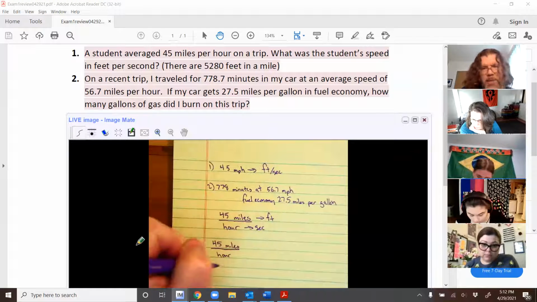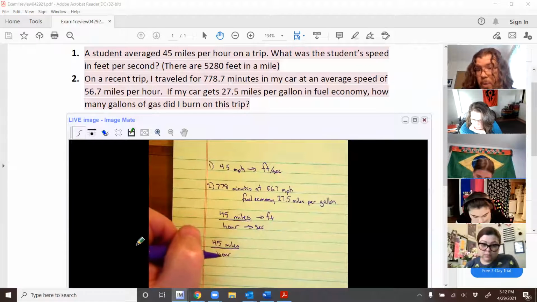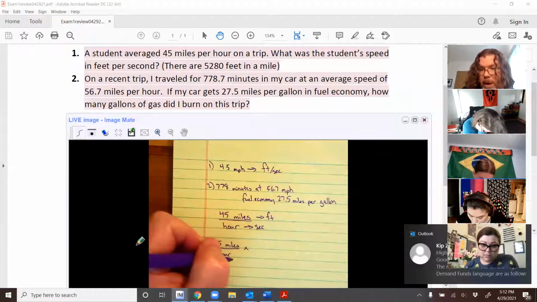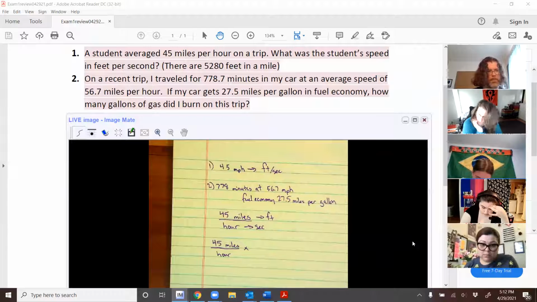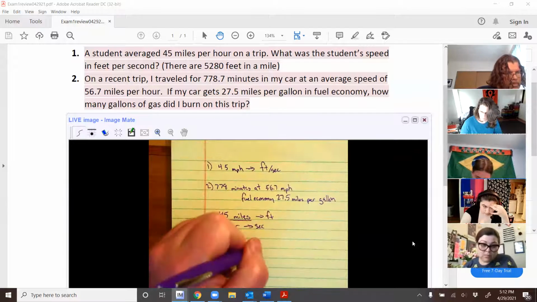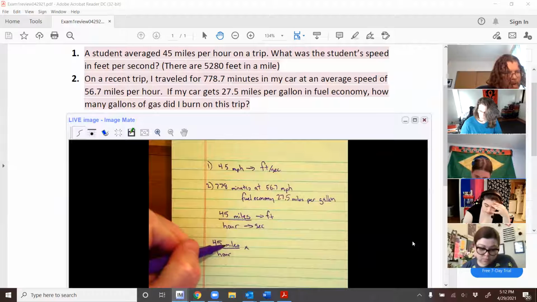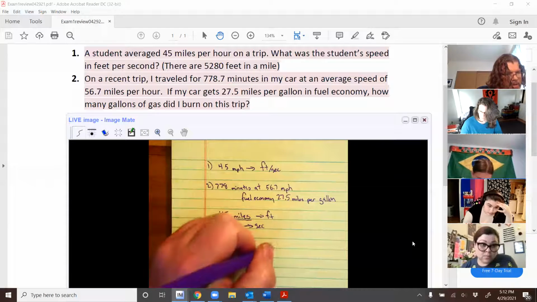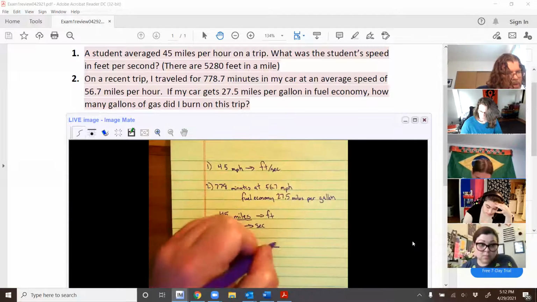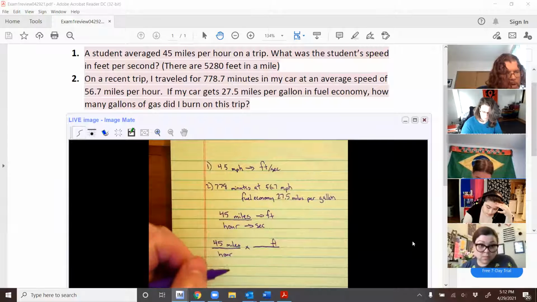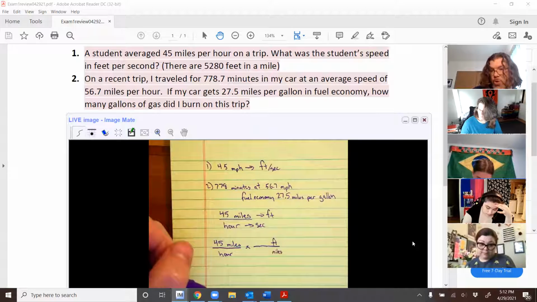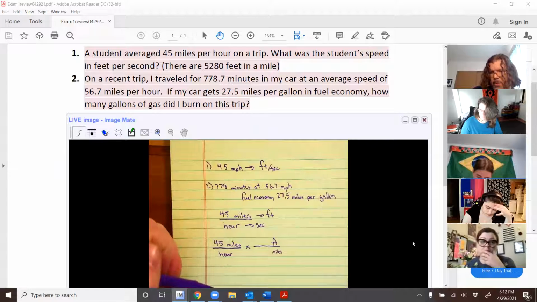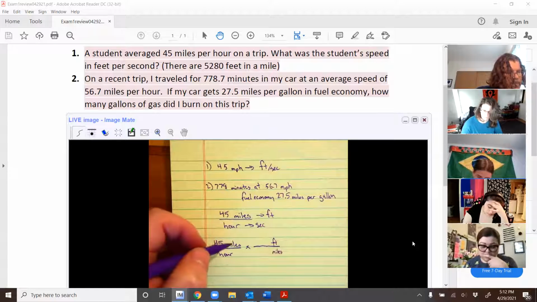Now, I'm a big fan, especially if you're stuck, of not even bothering with numbers at the beginning, just thinking about the units. So I gave you the conversion factor to convert miles into feet. But in order for the units to cancel, we need feet in the numerator and miles in the denominator. If you chose to convert the denominator first to go from hours to seconds, whatever, you'll get the same place. It can be done in either order.